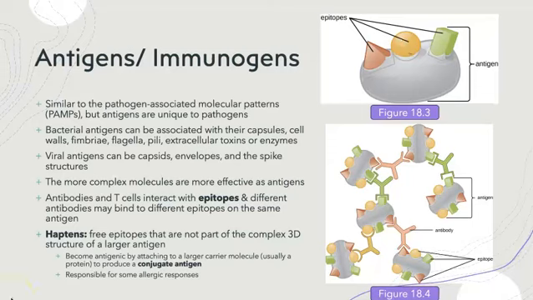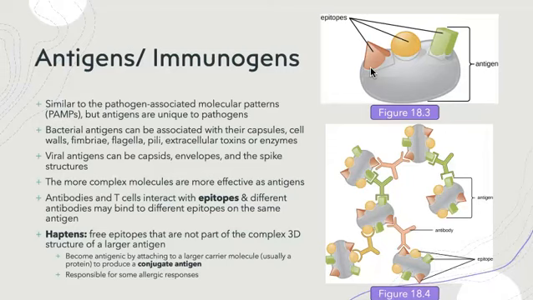Now, another term which some people relate to epitopes is haptens. Haptens are free epitopes that are not a part of this 3D structure of this larger antigen. And so on their own, haptens are not going to be able to elicit an immune response, but they have been responsible for some allergic responses.